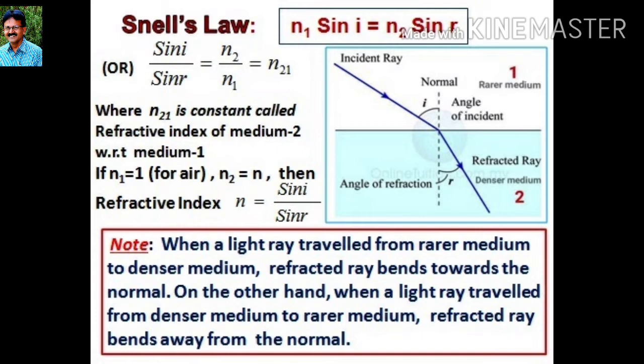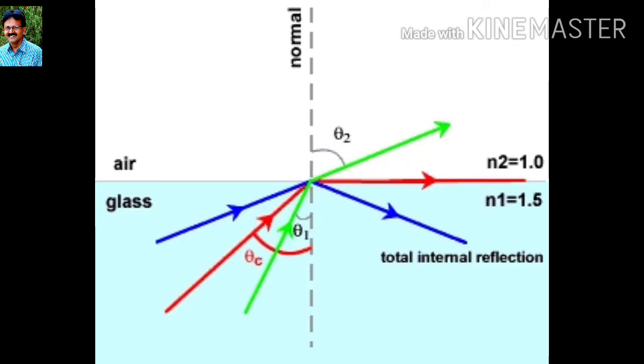Now we discuss critical angle and total internal reflection. When a light ray travels from a denser medium to a rarer medium, it bends away from the normal. That is shown in green. If the angle of incidence increases, at a particular angle of incidence in the denser medium, the refracted ray just grazes the surface at the interface between the two media, shown in red. This angle of incidence is called the critical angle.